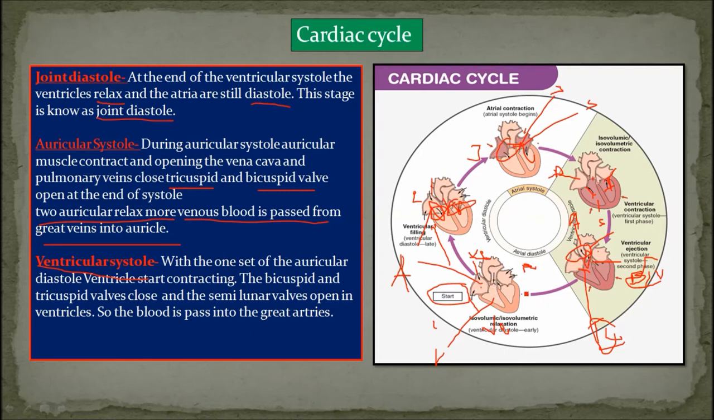Ventricle diastole and auricle diastole both take place. That is again the joint diastole, and again I repeat these things once more. So this is the cyclic way: joint diastole, auricular systole and diastole, ventricular systole and diastole. The whole blood is pumped through the heart around the human body.